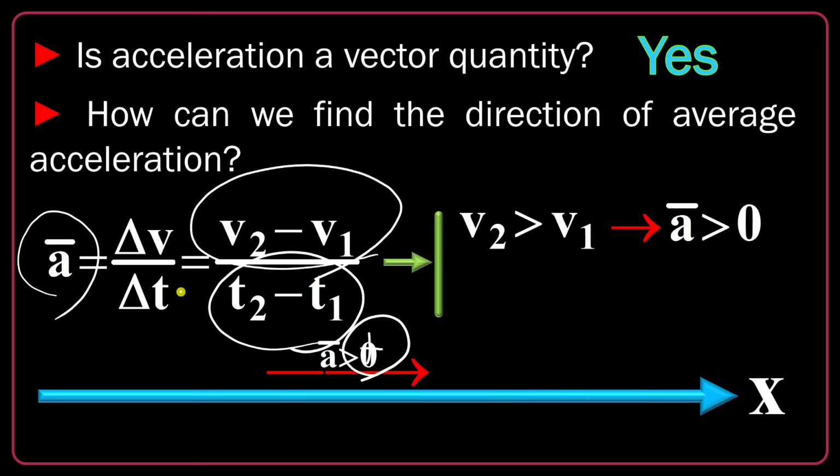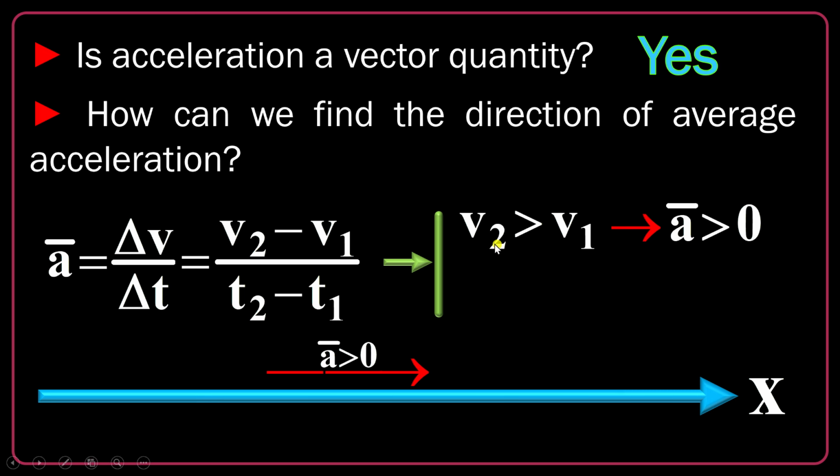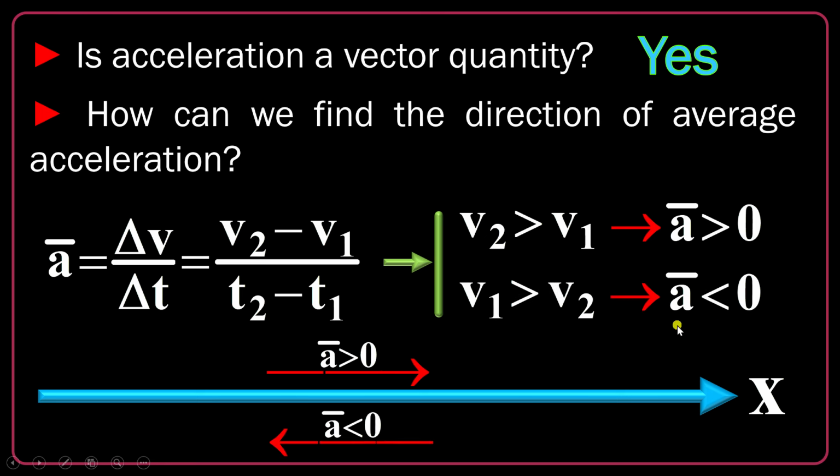So average acceleration is positive whenever v2 is larger than v1. And when v2 is smaller than v1, in general, I can say average acceleration is negative. Can I say positive average acceleration means the object is speeding up? No, I told you it is not true.